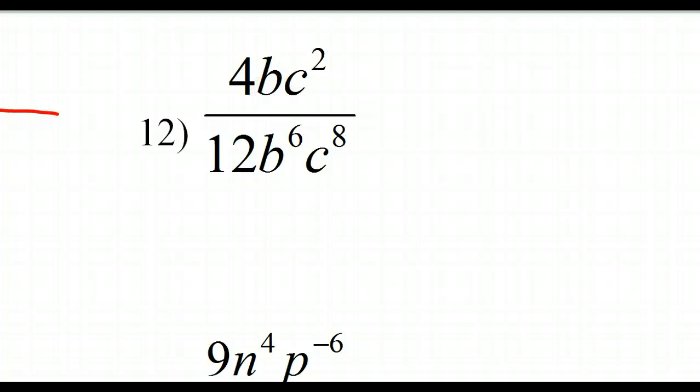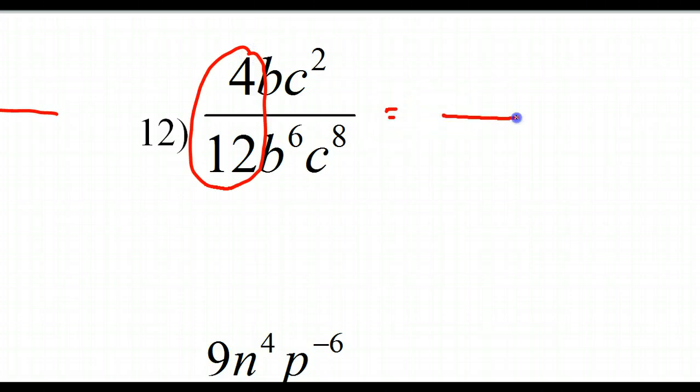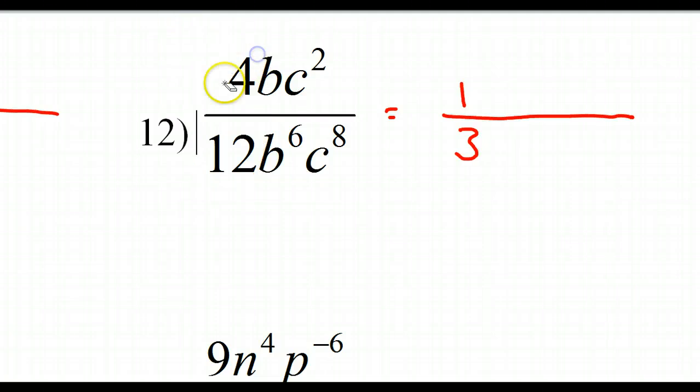Okay, looking at number 12, same thing. Start with the 4 over 12 part. You're basically reducing this fraction. 4 goes into itself 1 time. 4 goes into 12 3 times. So 4 over 12 reduces down to 1/3. We reduce just like we learned to do back in elementary school.